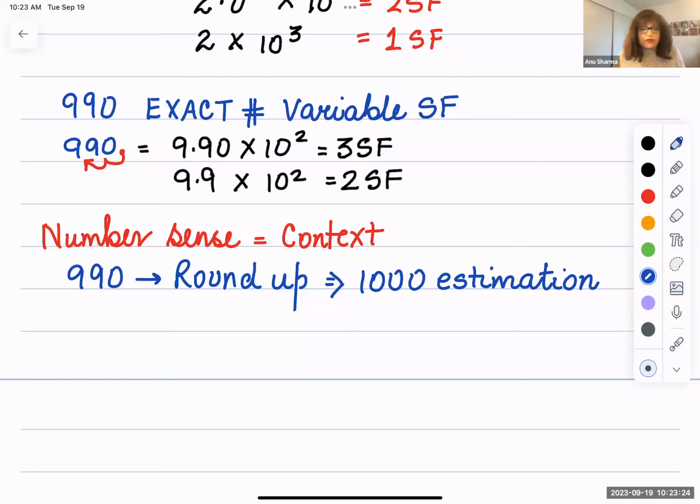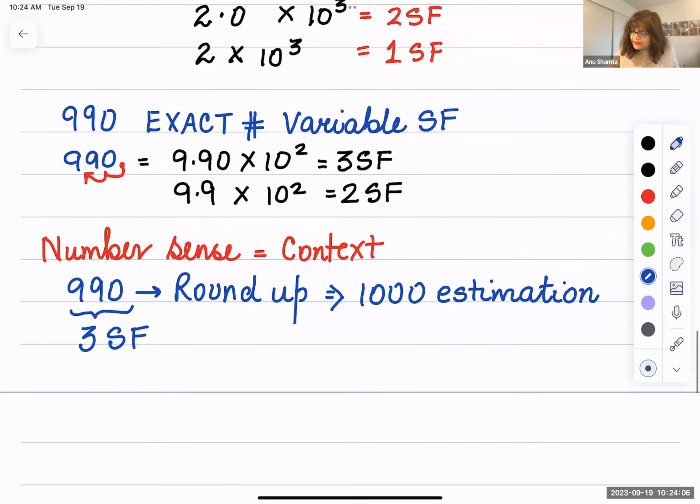But if someone wants to put out some chairs, or sell some tickets, that has to be the exact number, 990. In that case, rounding up doesn't make sense. If you only have 990 chairs and 990 people are coming in to sit on them, you can't sell any extra tickets. So those three significant figures are important for them. It can be three significant figures, it can be two, but it obviously can't be one.